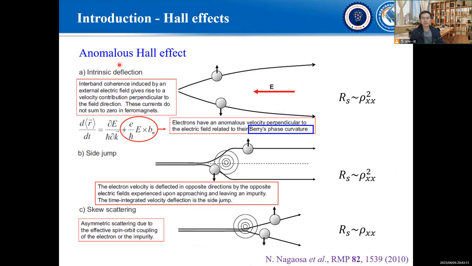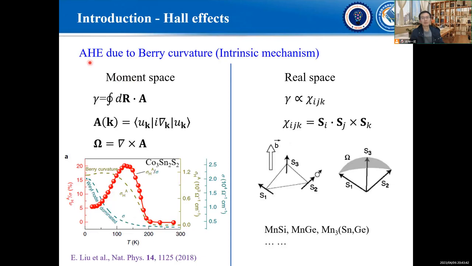The origin of the anomalous Hall effect is usually classified into two regimes. The first is called the intrinsic mechanism, which is due to the Berry phase of the band due to the spin-orbit coupling, and the other two are extrinsic factors, usually called side jump or skew scattering. Particularly interesting is the anomalous Hall effect due to the Berry curvature, the intrinsic mechanism. It usually arises in non-trivial topological band structures. The Berry curvature of the band serves as a fictitious field, so the electron will pick up an additional magnetic field, and this will cause the anomalous Hall effect.